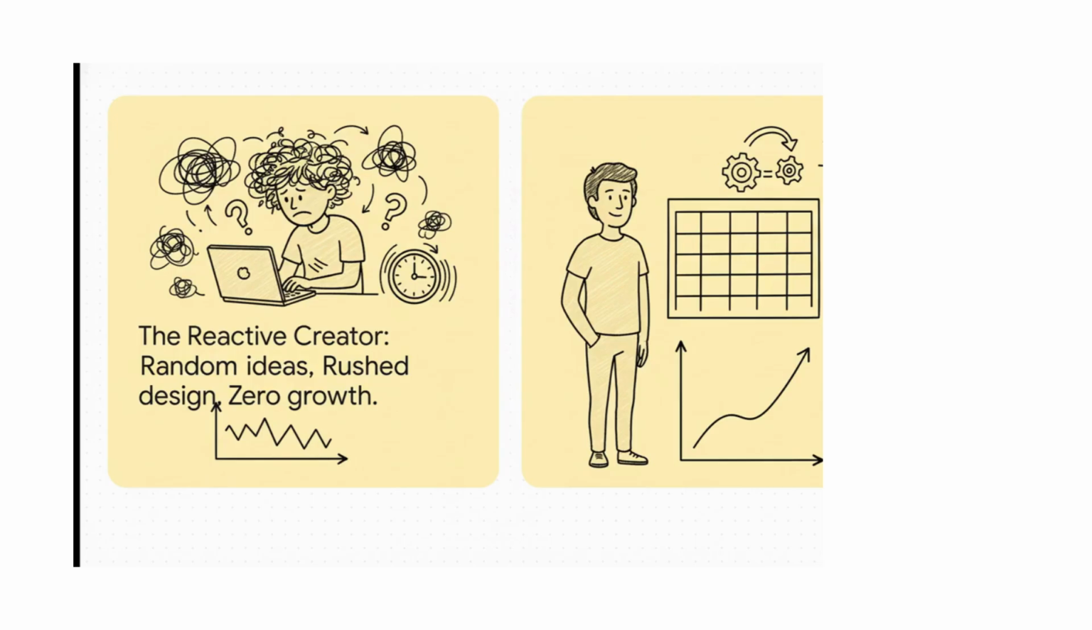But then look over on the right. This is the systematic creator. They've got a plan. They've got focused themes, a brand that looks super consistent, and guess what? They see real, actual growth. So I gotta ask, which one of these sounds more like you? And more importantly, which one do you want to be?